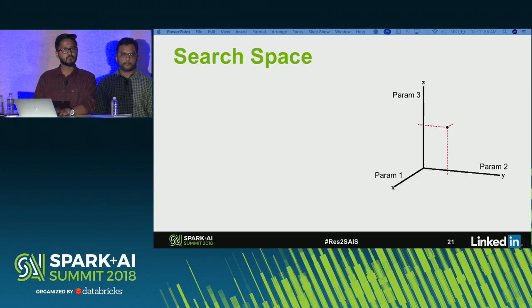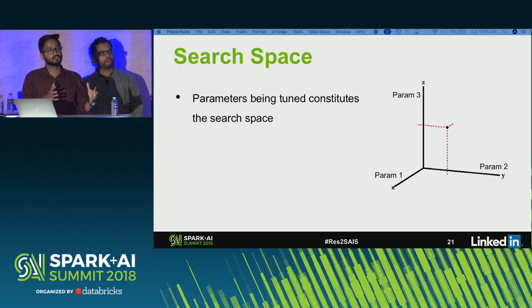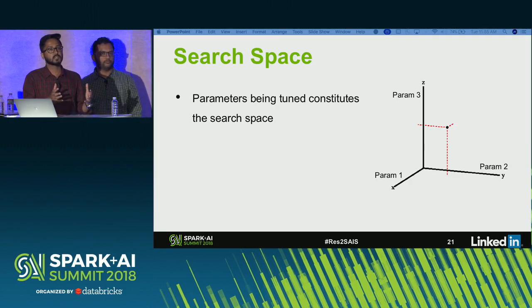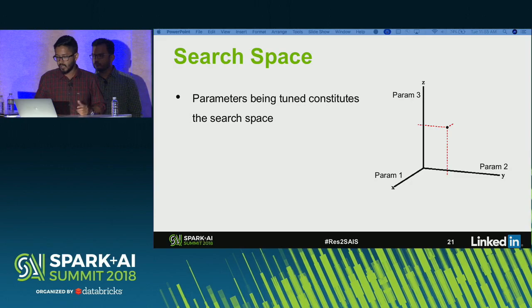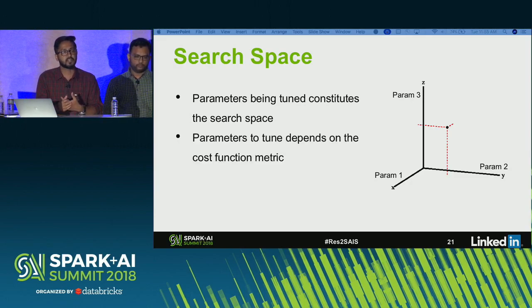Coming to the search space of the optimization problem, the parameters being tuned actually constitute the search space. For example, I'm tuning 6 parameters, so the search space will be 6-dimensional. And the parameters to tune depend on the cost function metric. For example, as I just mentioned, we are using resource usage as the cost function.